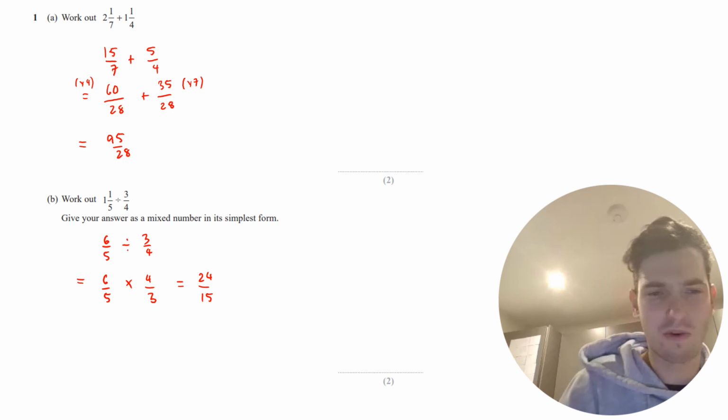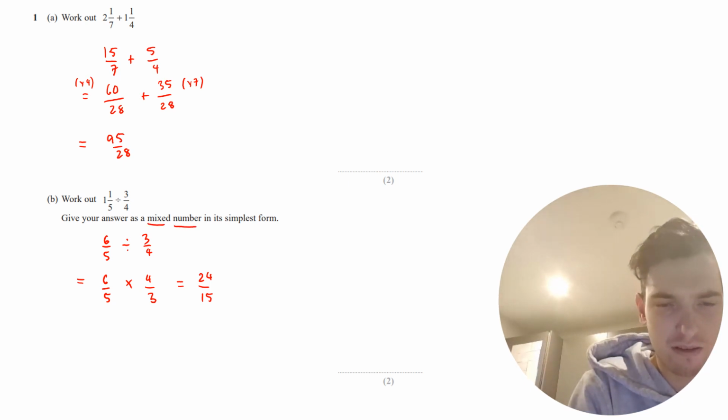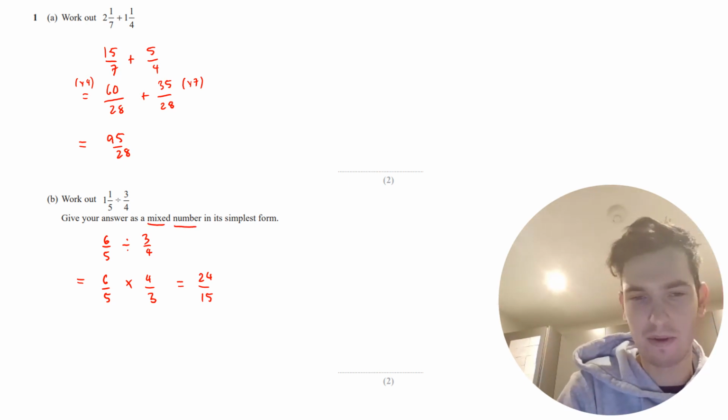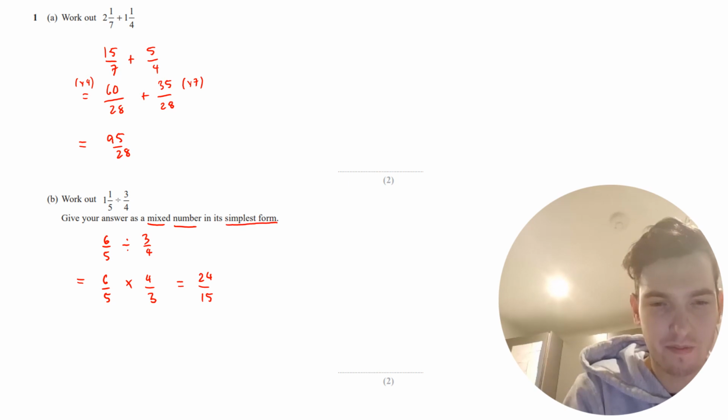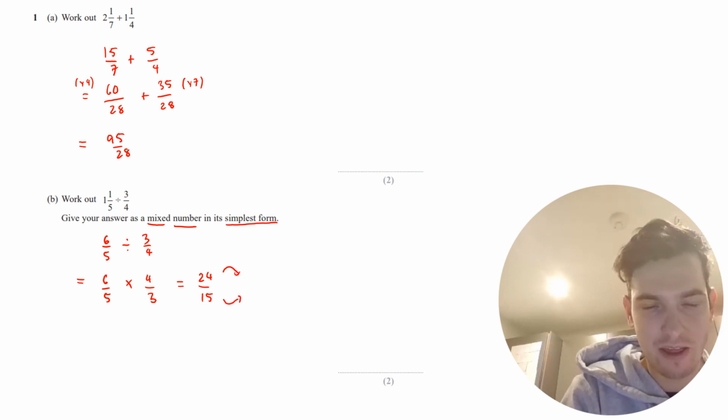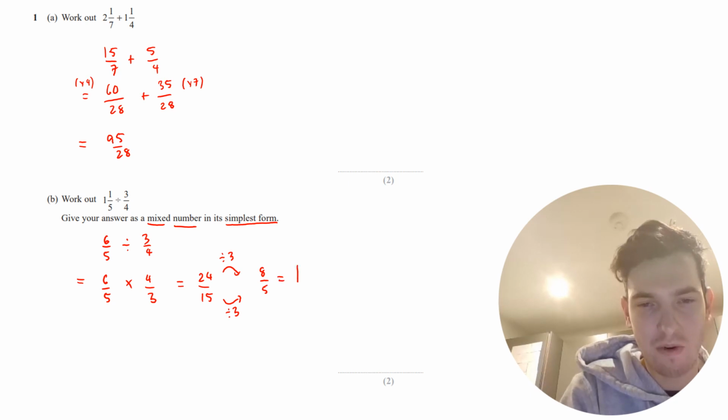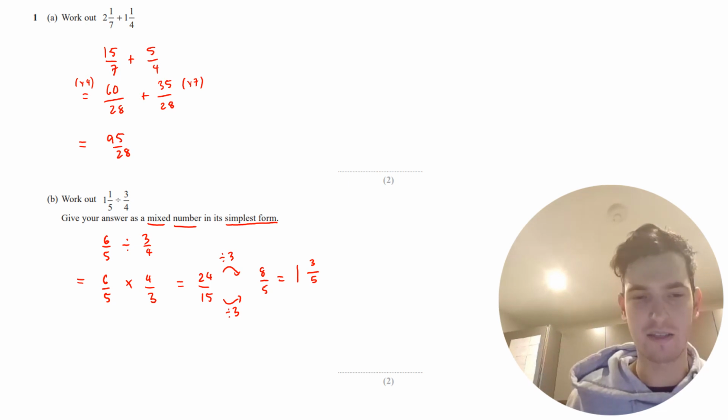Let's just check the question. It wants this as a mixed number. Okay, so I need to change that to a mixed number in its simplest form. So let's simplify this first. So I think I can divide both of these by 3. So I've got 8 over 5, and that is 1 3/5. So that is my answer to question 1. Let's move to question 2.